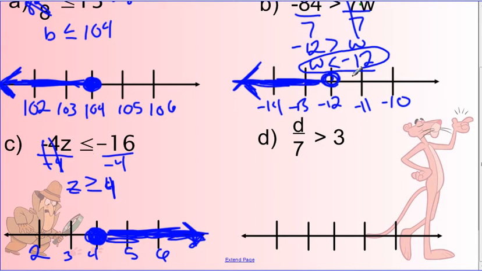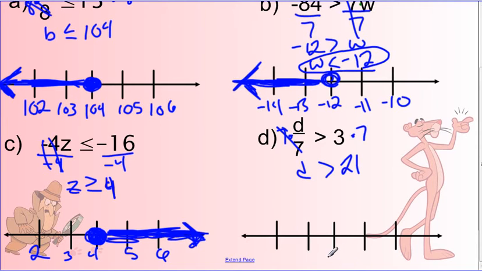Letter D. D divided by 7. So the way we get rid of a divide by 7 is we have to times by 7 on both sides. Now, because we're multiplying by a positive 7, nothing changes. It's just the same. And we get 21 here.